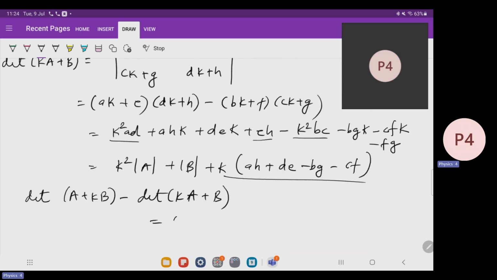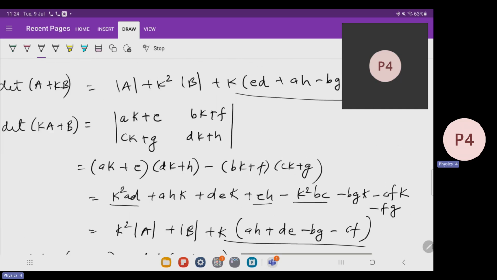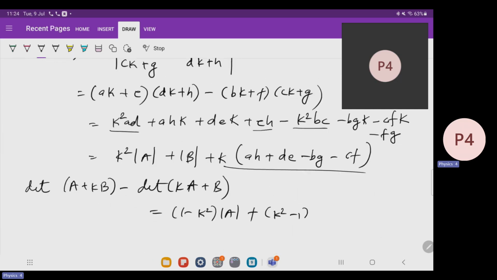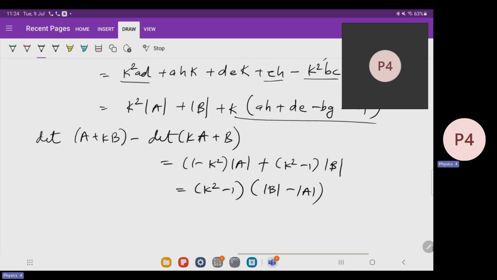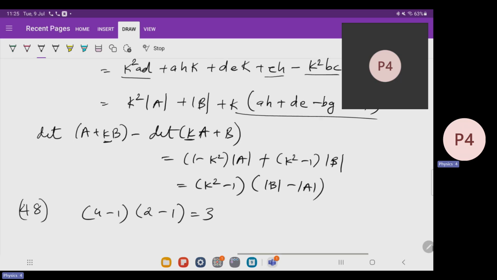So you are left with 1 minus k square times determinant of A plus k square minus 1 times determinant of B. So if you take k square minus 1 common, this will be determinant of B minus determinant of A. So this is what we are going to use for both 48 and 49. In question number 48, it is A plus 2B and 2A plus B. So k is 2. So it will become 4 minus 1 times determinant of B is 2, determinant of A is 1. So this is 3.